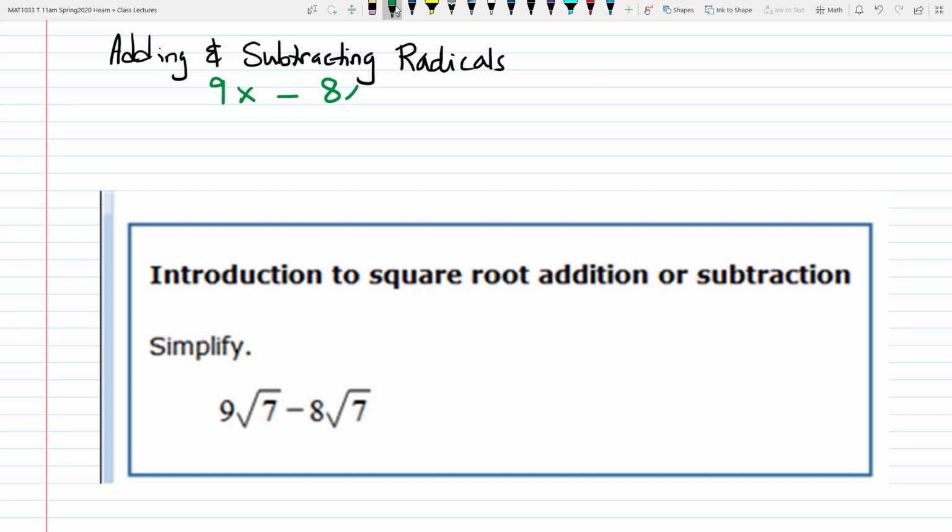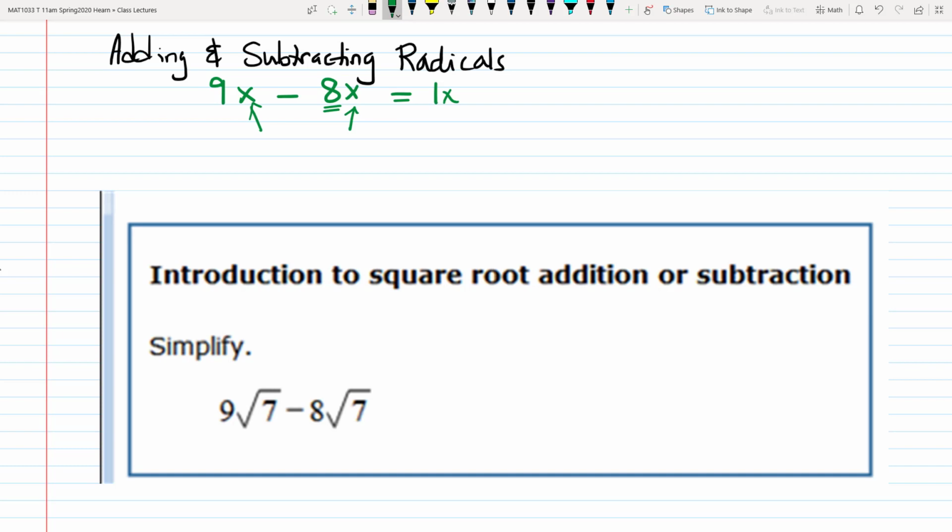9x minus 8x, right? How do you subtract 9x minus 8x? Well, you just subtract the coefficients. 9 minus 8 is 1, and then you just keep the x the same, right? The reason why that works, by the way, is because of the distributive property. You can factor out that x and you see you just get 1x. But what's important to us today is not why it's true, but that it's true for any number x. As long as it's the same number, it will work.